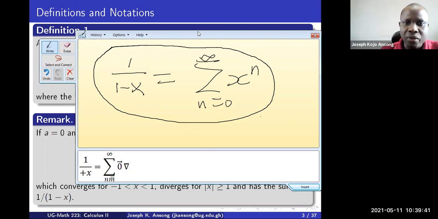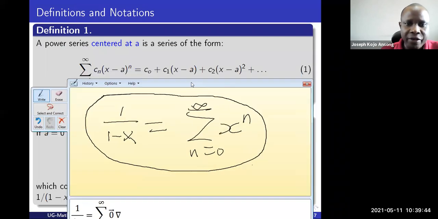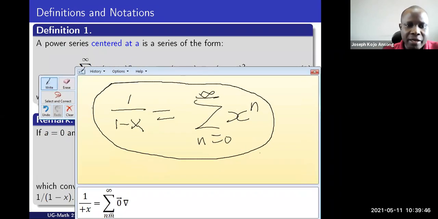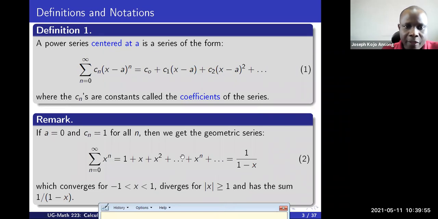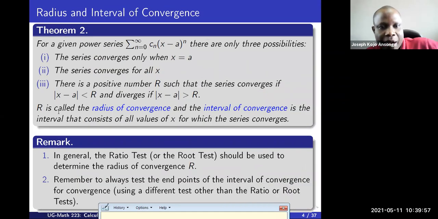But before that, we want to look at what we mean by the radius of convergence and the interval of convergence of a series. Then we'll come to this idea. All right. Okay, good. So this theorem captures what a radius of convergence and what the interval of convergence is.